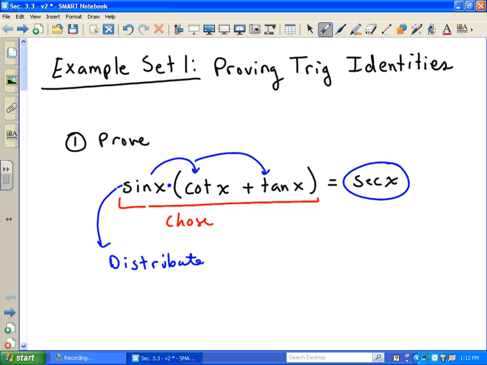Okay, I will start by distributing. Here, you can think of trig functions as variables. In other words, I know that I really can't multiply variables together unless they're the same variables. Same thing here. When I multiply sine of x times cotangent of x, I just leave it as a product. Sine of x multiplied by cotangent of x plus, and then sine of x multiplied by tangent of x.